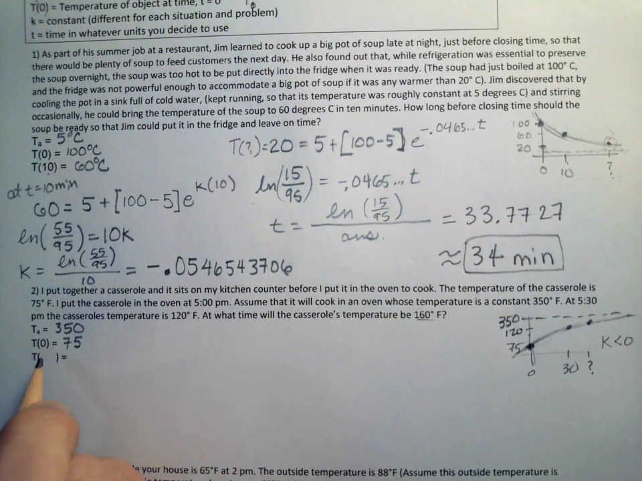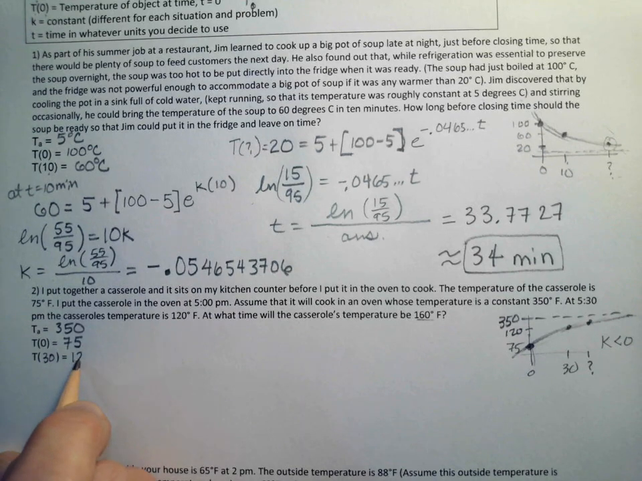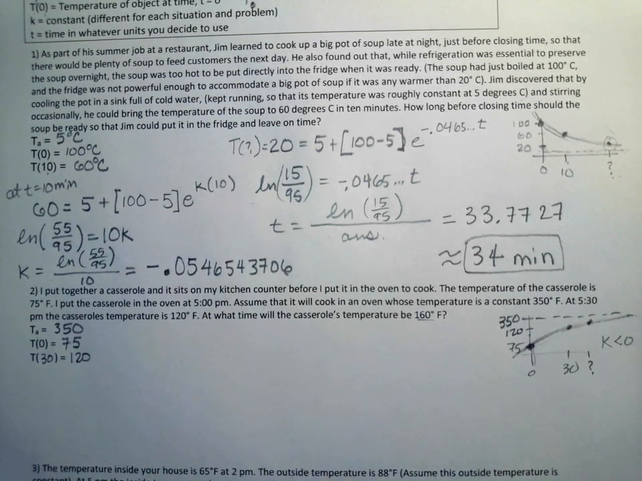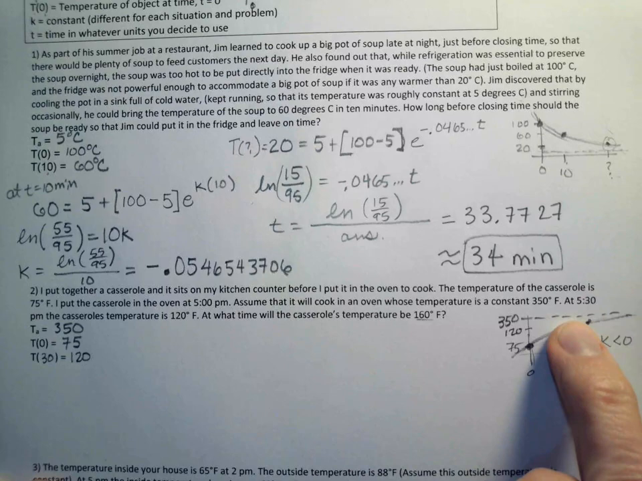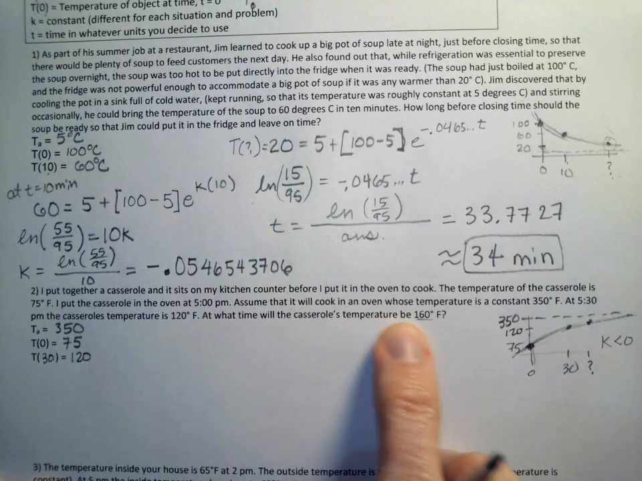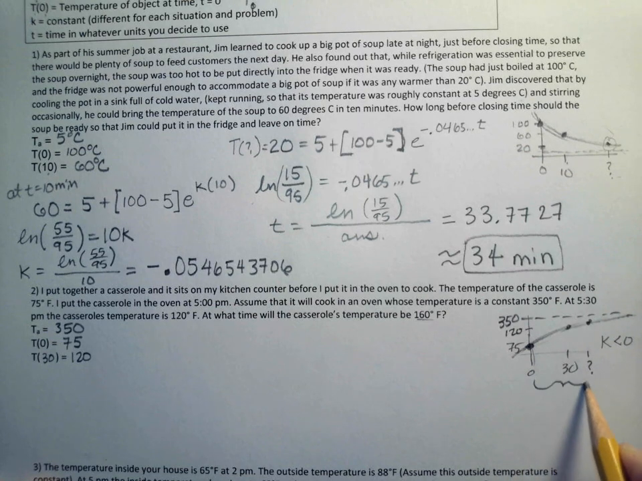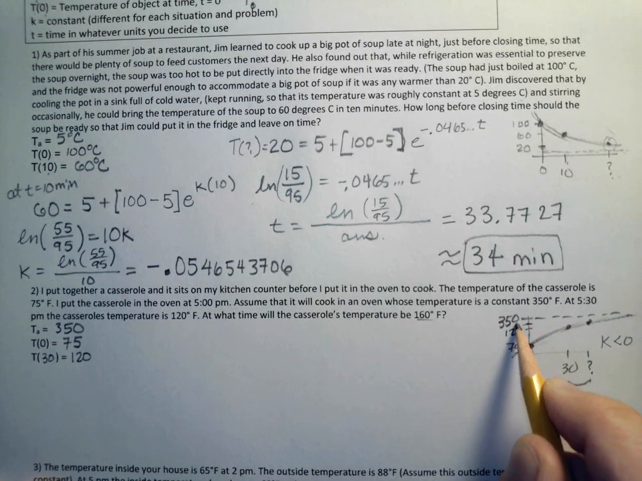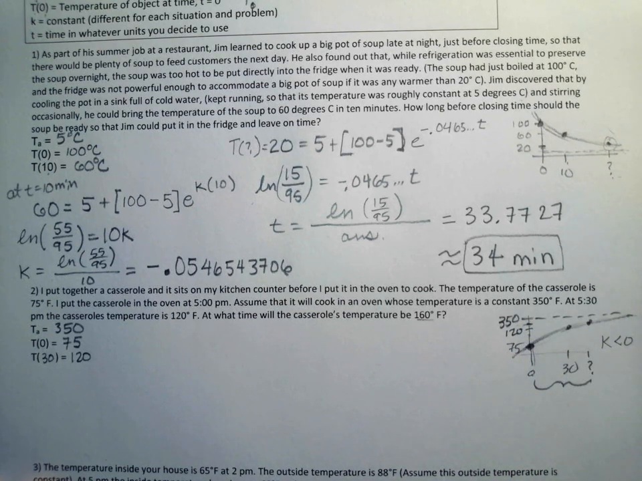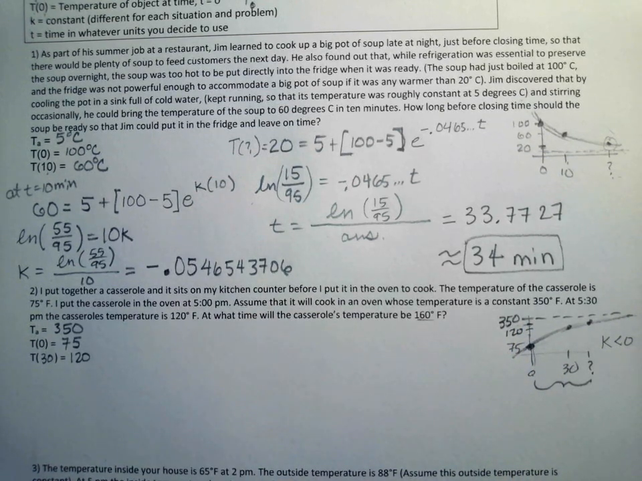So what do we know? We know that at time 30 minutes, it's 120. How much time will it take for it to go up that little bit more, from 120 to 160? That's what we're looking for. So what is the time needed for it to go from 75 up to 160 up here? All right, so plug that into your formula.